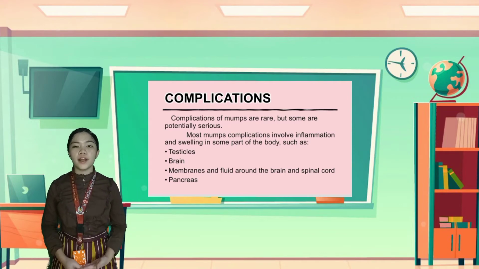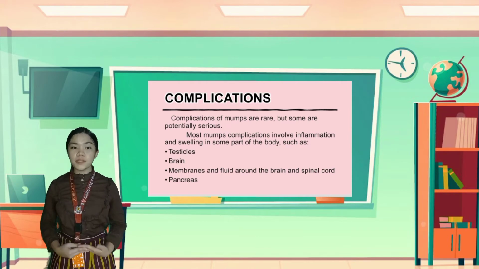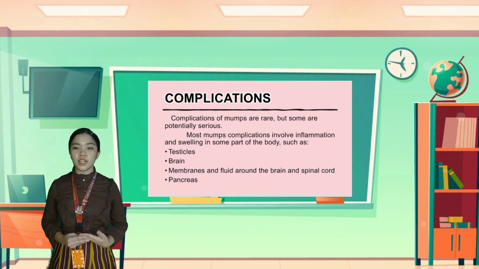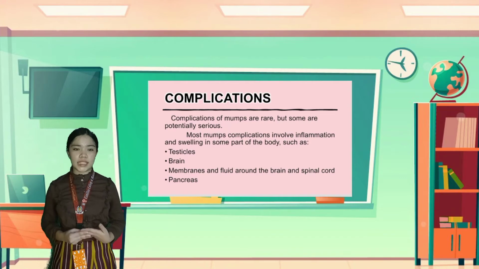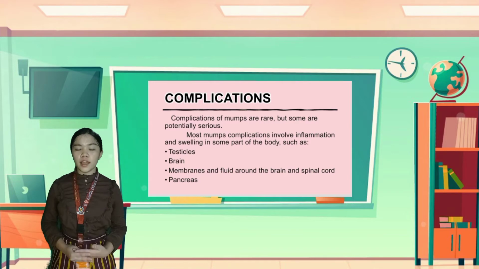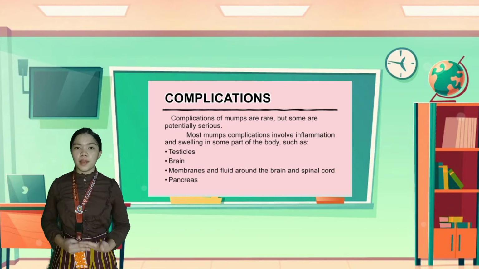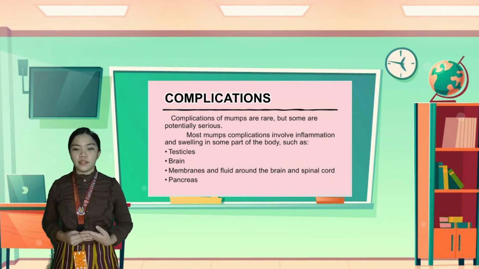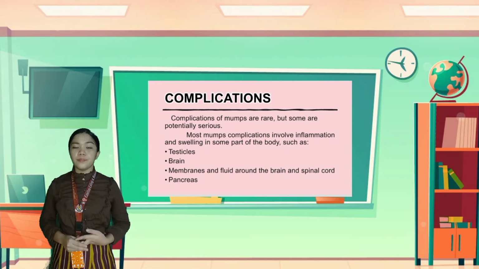And brain. A viral infection such as mumps can lead to inflammation of the brain, or encephalitis. Encephalitis can cause neurological problems and become life-threatening. Membranes and fluid around the brain and spinal cord. This condition is known as meningitis. And meningitis can occur if the mumps virus spreads through your bloodstream to infect your central nervous system.